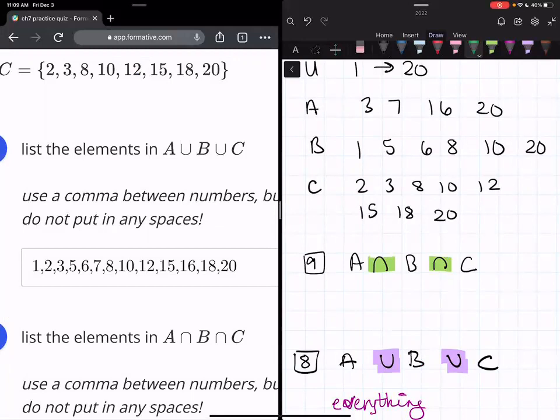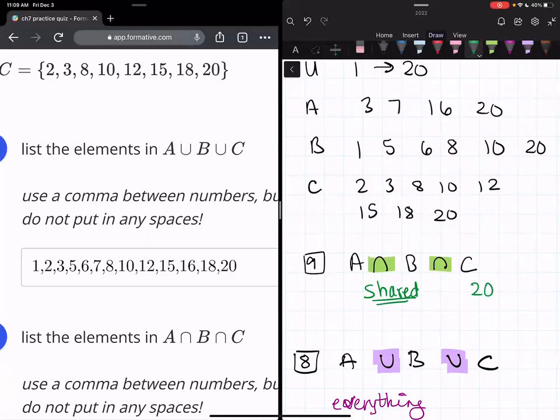Eight's good enough. Okay, 9 is A intersect B intersect C. So what do I want this time? It's just 20, because it's the only thing they share. So what same numbers are in all of them? Only 20 is in all of them.